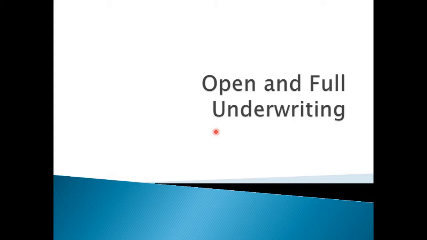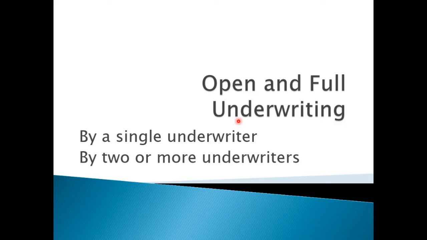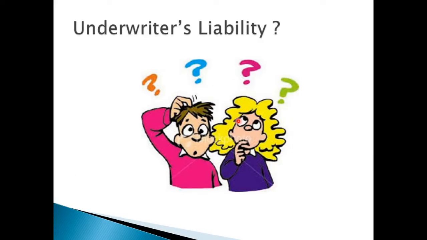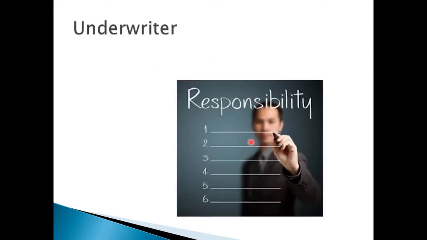Now, to understand the determination, I have taken here the case of open underwriting and full underwriting, when it is underwritten by a single underwriter, and also when it is done by two or more underwriters. Before we take up the determination of underwriter's liability, first we need to know what this liability is. In the context of underwriting, when we say liability, it is the responsibility. So, who has taken the responsibility and what kind of responsibility is this? Yes, of course, the responsibility is taken up by the underwriter.